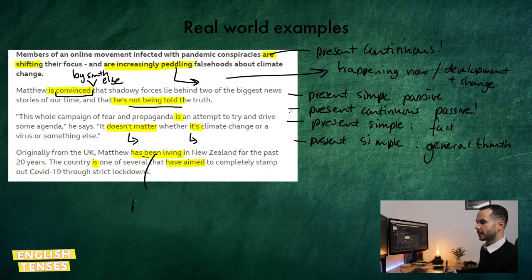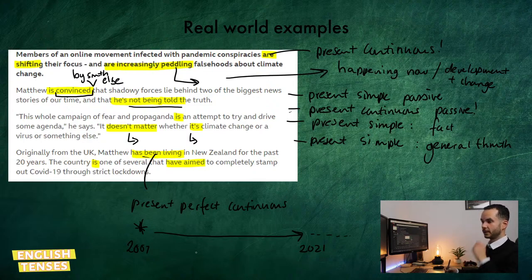This is interesting. Here we have present perfect passive. Oh, sorry, present perfect continuous. And this is used because he moved to New Zealand in 2001, and he still lives there. And he's probably going to live there a bit longer as well. So, present perfect continuous because he still lives there. Of course, it could have been he has lived in New Zealand for the past 20 years. That's fine as well, right?